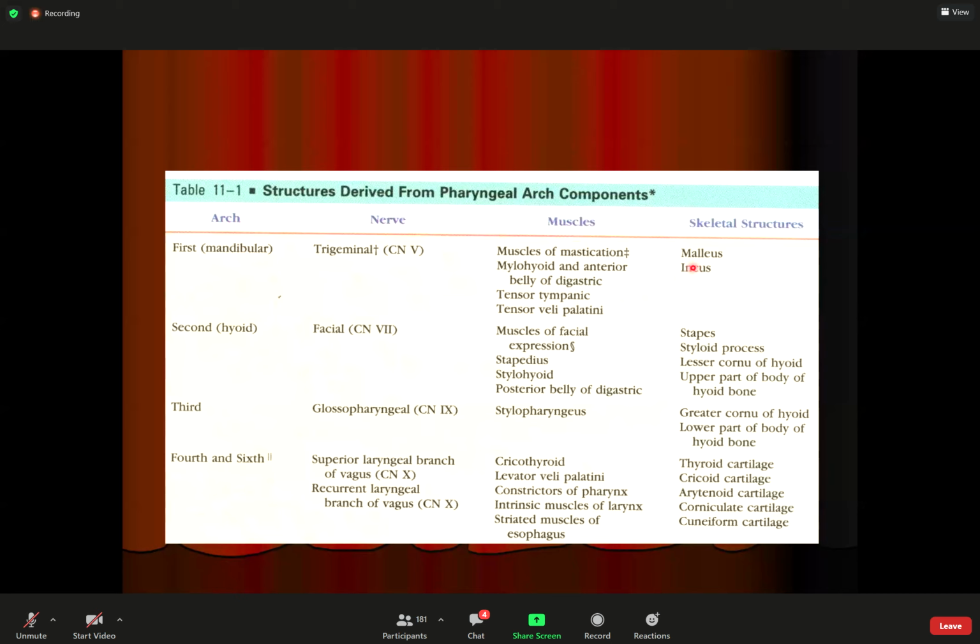These are the 2 small bones present in the middle ear. The middle ear also has the stapes, but the first 2 bones, malleus and incus, come from the first arch. So if there is a first arch problem, we call it first arch syndrome, and it will affect the malleus and incus. In our exam, we may say first arch problem, and you may think about the trigeminal nerve, muscles of mastication, etc. You are not thinking about the skeletal structure in the ear also.